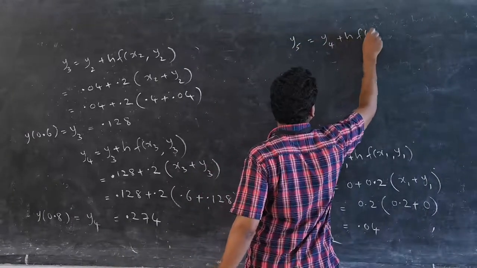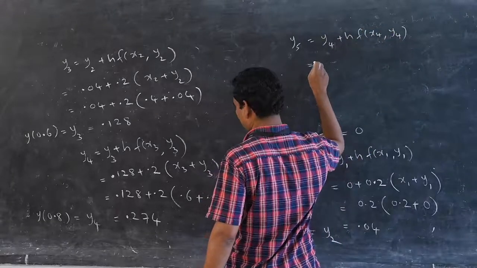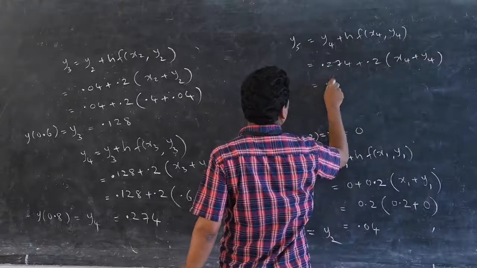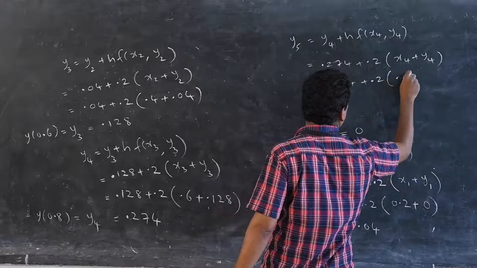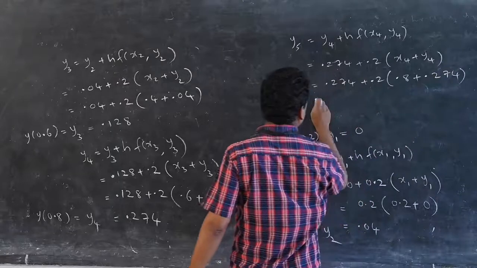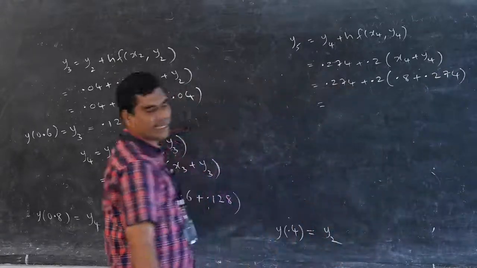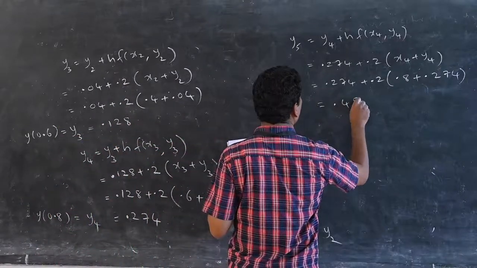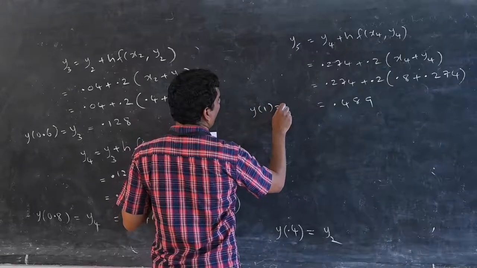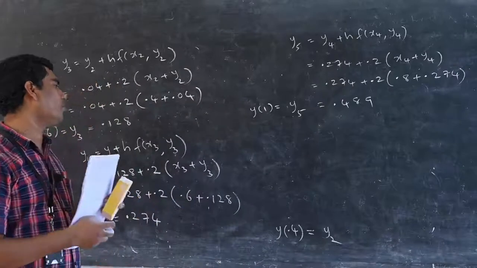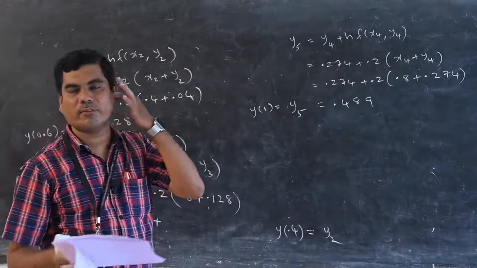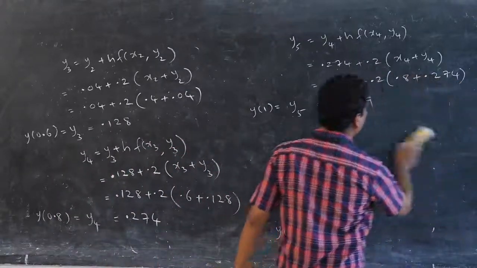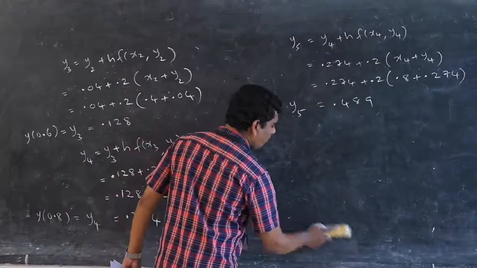y5 is equal to y4 plus h into f of x4, y4. This is equal to 0.274 plus 0.2 into x4 plus y4, where x4 is 0.8 and y4 is 0.274. Calculate this using a calculator. We get its value as 0.489. See, y of x5 is equal to y5, so y of 1 is 0.489. So we have found the values of y1, y2, y3, y4, y5 using the Euler method with h equal to 0.2 of the given first order initial value problem.